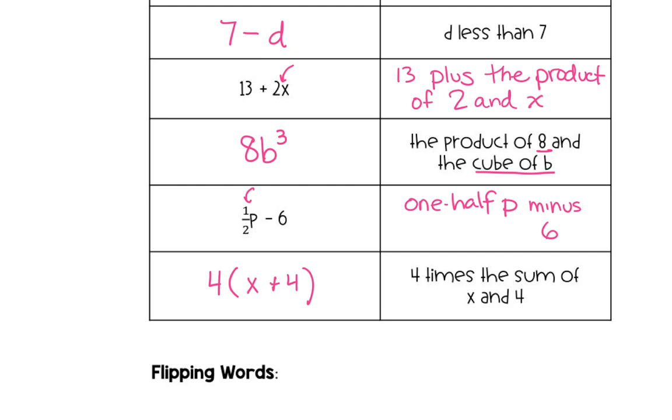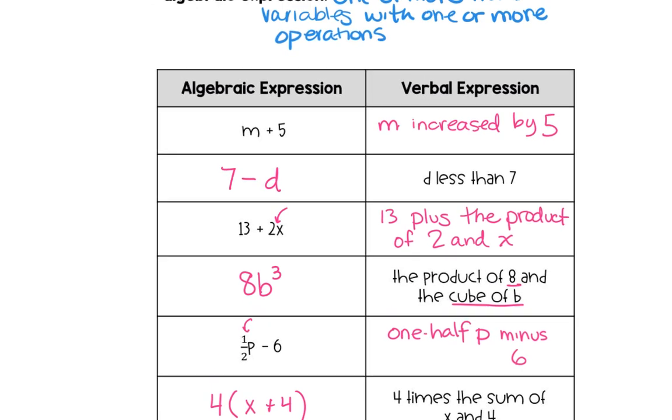One thing to watch out for when you're translating verbal expressions into algebraic expressions: some words want you to flip them from side to side. So, for example, let me go back here. M increased by 5, we keep in that order. But here, we have this less than, and we have to flip around the d and the 7. So we actually write it as 7 minus d.